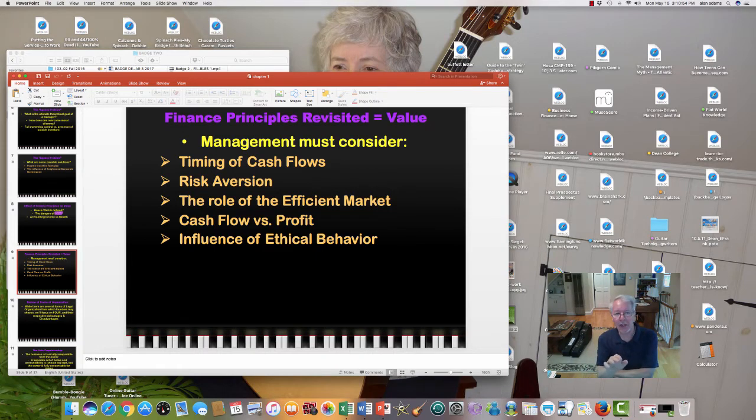Number 3, understand the efficient market. We want to understand that the price of stock that I invest in reflects all information about that company. No secrets allowed. Okay? Number 4, cash flow versus profit.